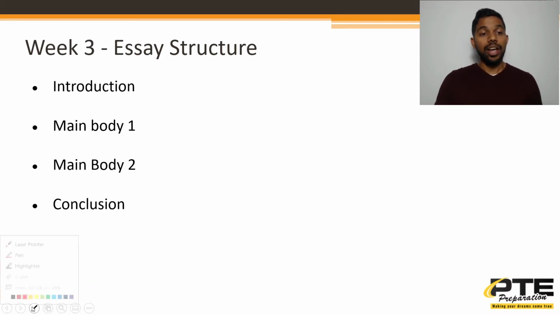Now, your essay is divided into 4 points. The first one is your introduction, the second one is your main body 1, the third one is your main body 2, and the final one is your conclusion. So let's look at what you should be populating in the introduction, main body 1, main body 2, and conclusion.